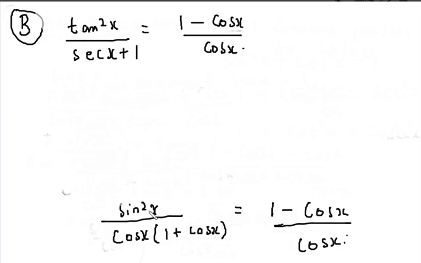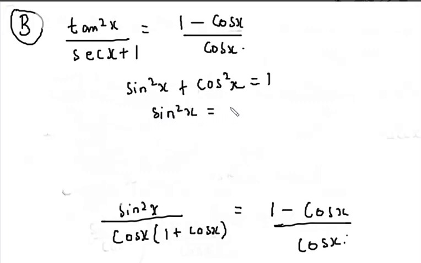Sine squared x plus cos squared x equal to 1. So we can replace sine square x with 1 minus cos square x. So here we actually subtracted cos square x from both sides. Okay, so that it becomes sine square x equals 1 minus cos square x. That's what we are going to use to replace this sine square x here.